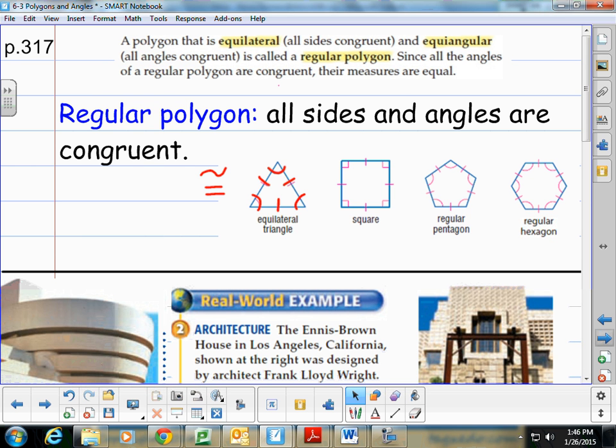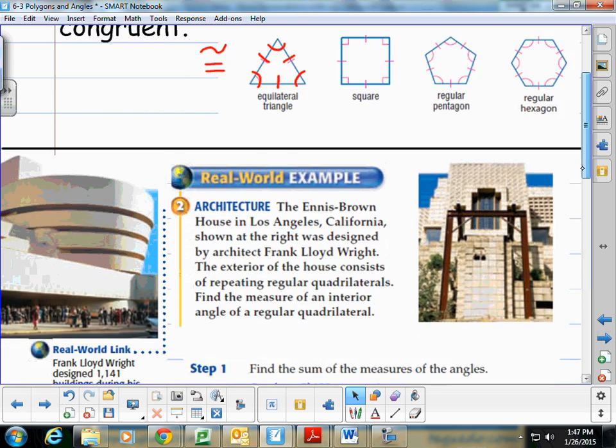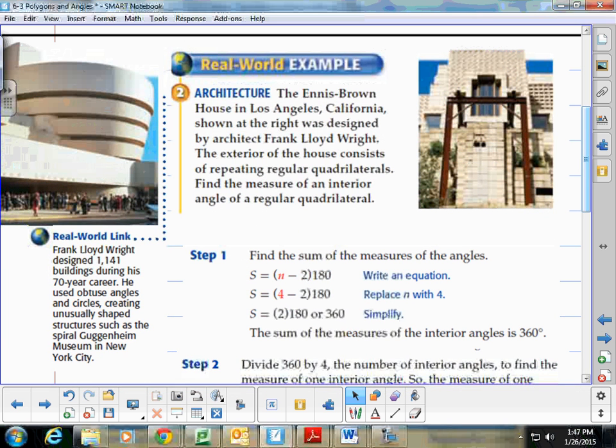So we can use what we know about a total measure, the sum of all of the measures, divided by the number of angles there are. Since they're even, we can divide evenly and find out how much each one is. A real world example would be this house in Los Angeles, California, shown at the right, designed by architect Frank Lloyd Wright. The exterior consists of repeating regular quadrilaterals, so 4-sided shapes. Find the measure of the interior angle of a regular quadrilateral. So we're looking for one of the 4 angles. What is its measure since they're all the same?